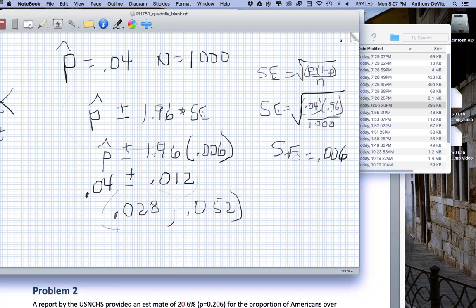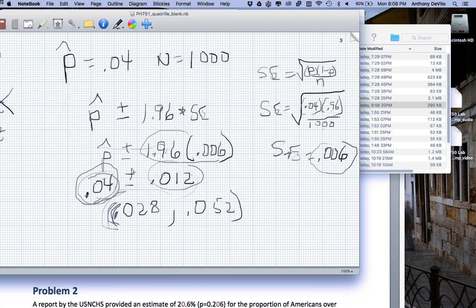Okay. Everybody comfortable with the way I got that? You can go back over it again if you play it back. So first I calculated standard error, which came out to be 0.006. I multiplied it by 1.96. That gave me my 1.2%. And I added and subtracted that 1.2% from the 4% for the sample, my point estimate of the population proportion.